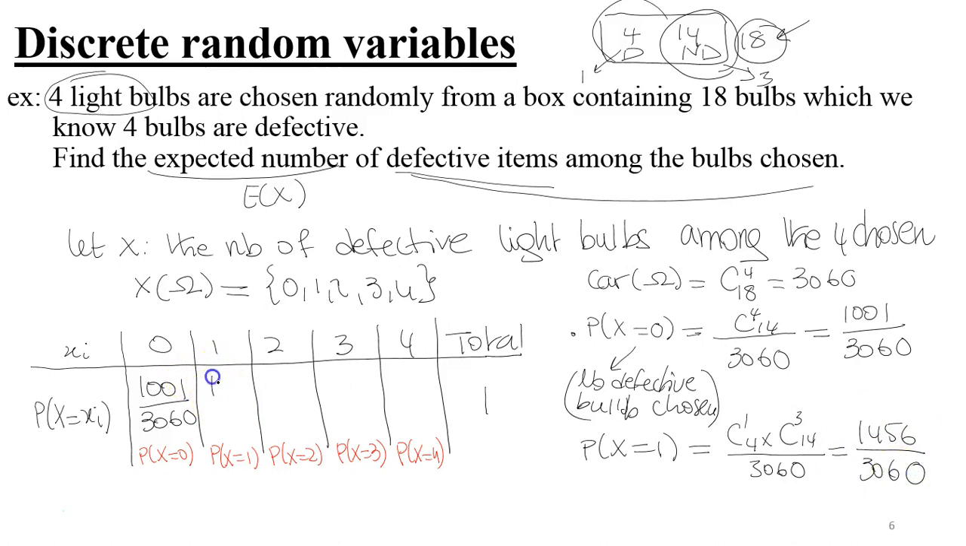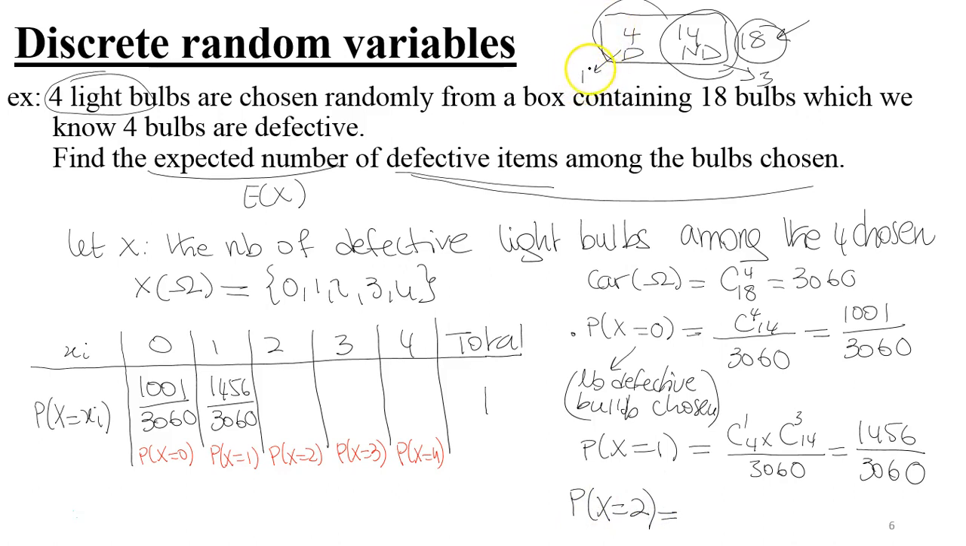So that would be 1456 over 3060. Now, similarly, the probability of x equals 2 would in fact be choosing 2 bulbs that are defective.